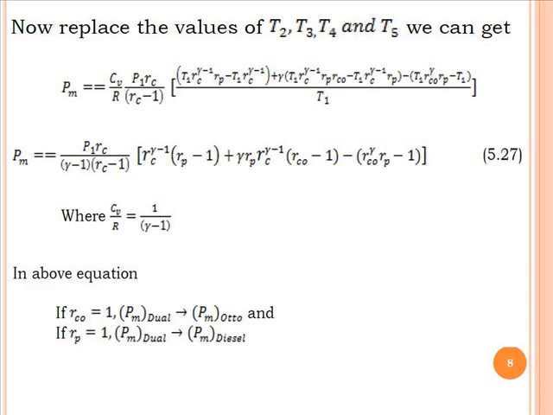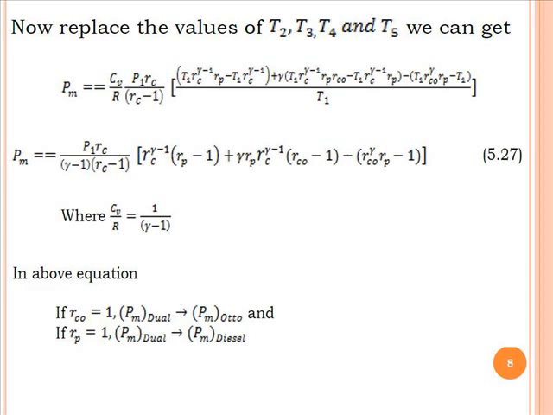In the above equation, if cutoff ratio equals 1, the mean effective pressure for dual cycle is similar to the mean effective pressure for Otto cycle, and if the pressure ratio equals 1, in that case the mean effective pressure for dual cycle is similar to the mean effective pressure of diesel cycle. So this is the theory related to dual cycle.